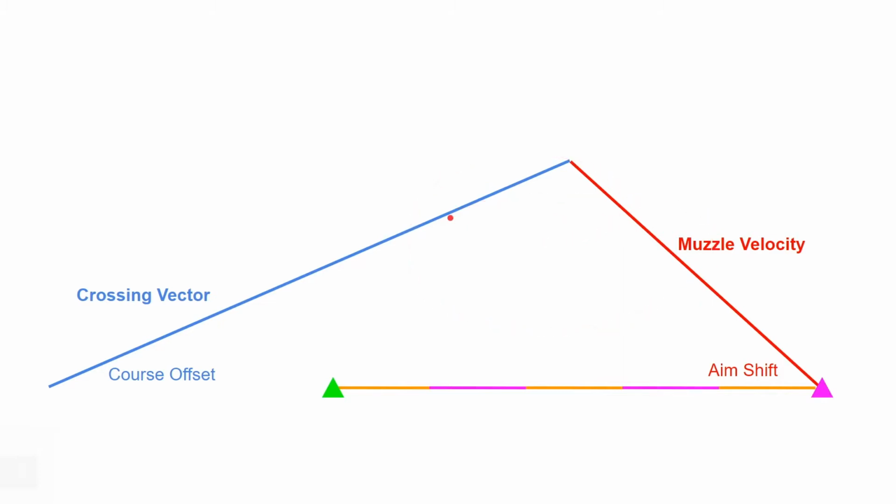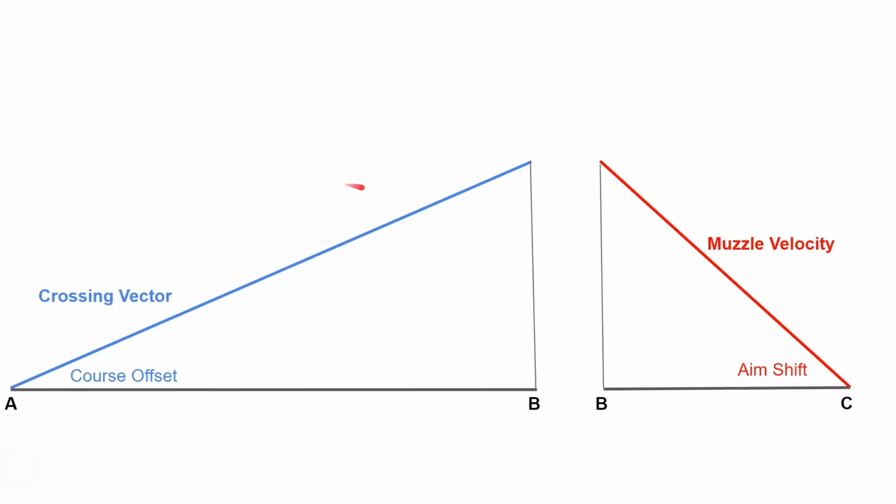Okay, the other way to look at this is we have our two triangles. We have our AB segment and our BC segment. If you recall from earlier, those add up to the rate of closure. We simply calculate it by taking the cosine of the course offset angle times the crossing vector magnitude to get AB, and then the cosine of the aim shift angle times the muzzle velocity magnitude to get the BC segment. Add those two together, we have our rate of closure.